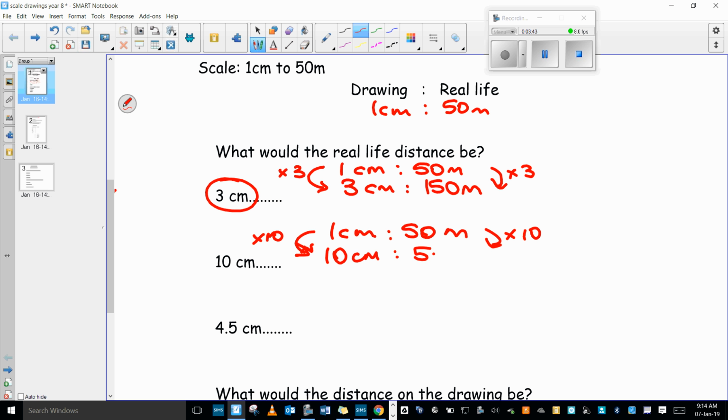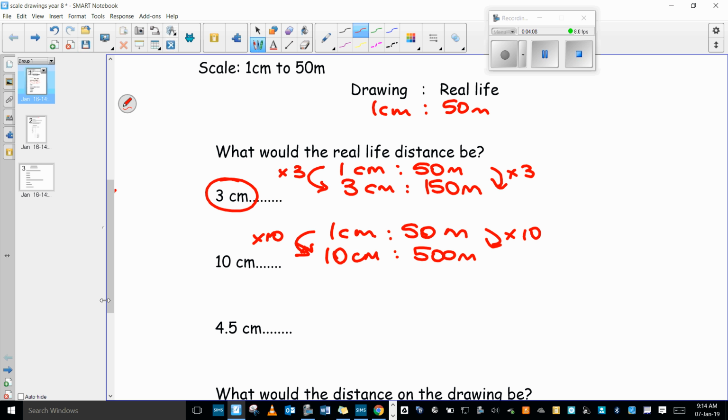Remember, this one they've actually told us the units. They told us 1 centimetre represented 50 metres. So we're keeping our units as they are in the original ratio.